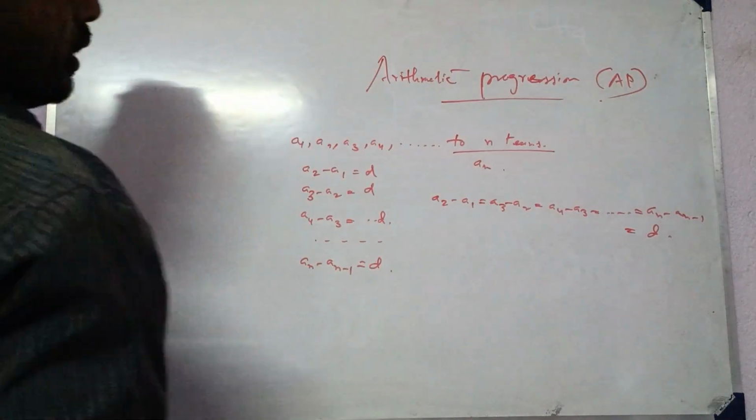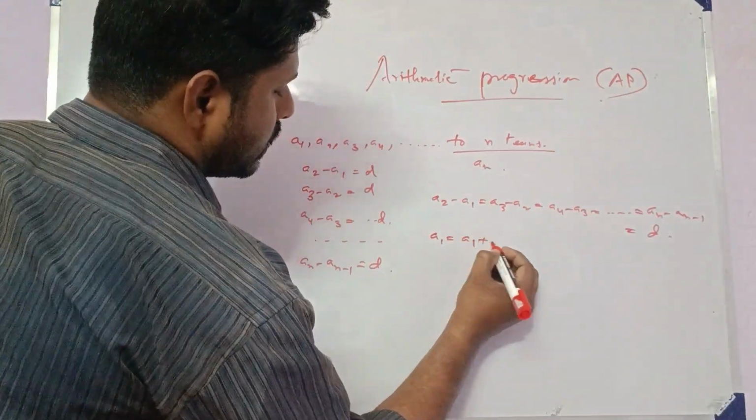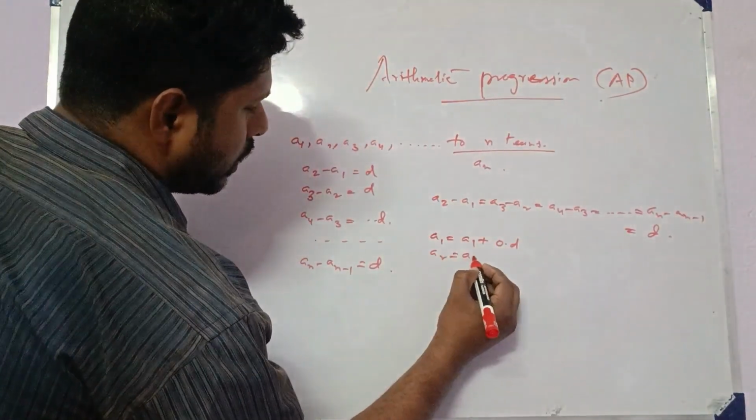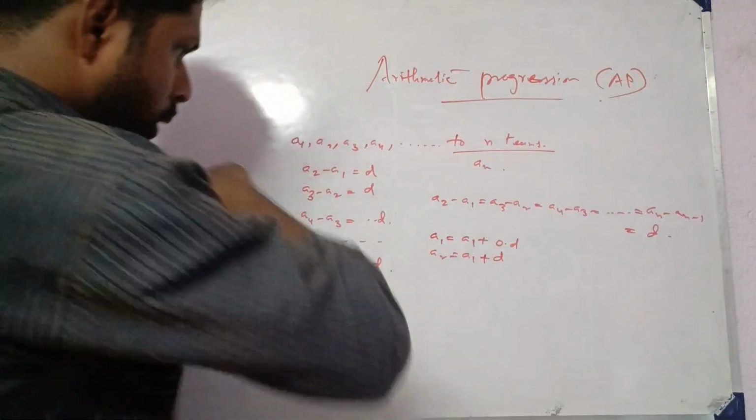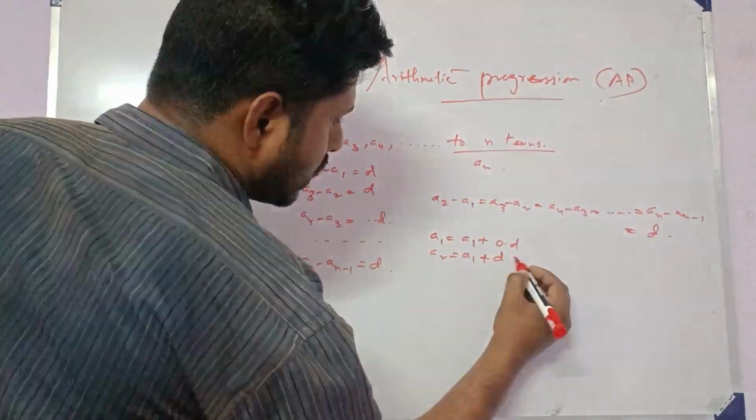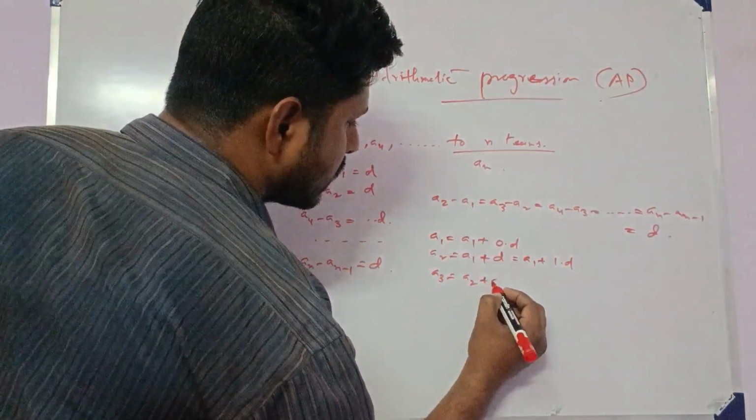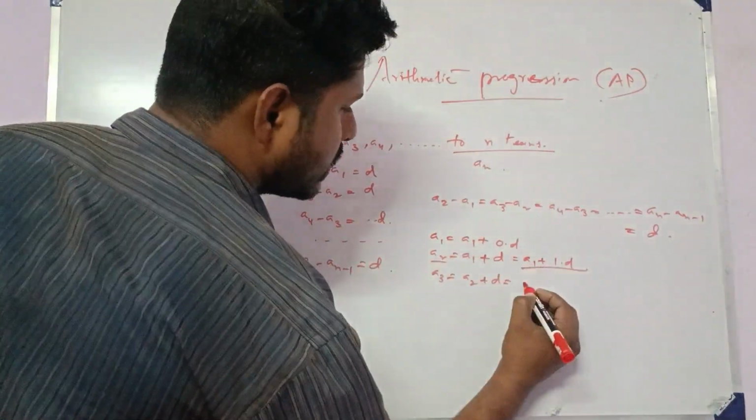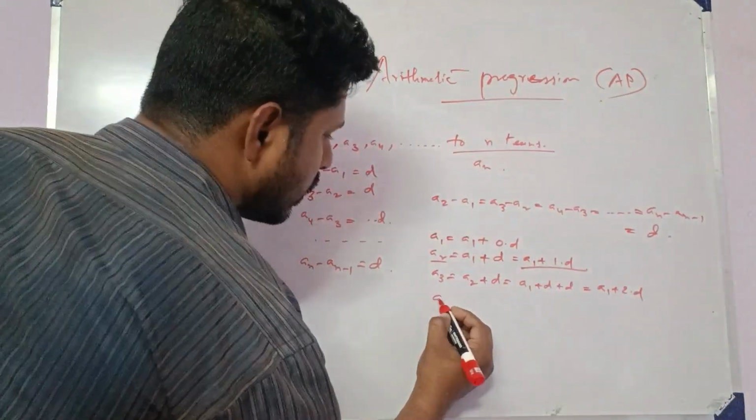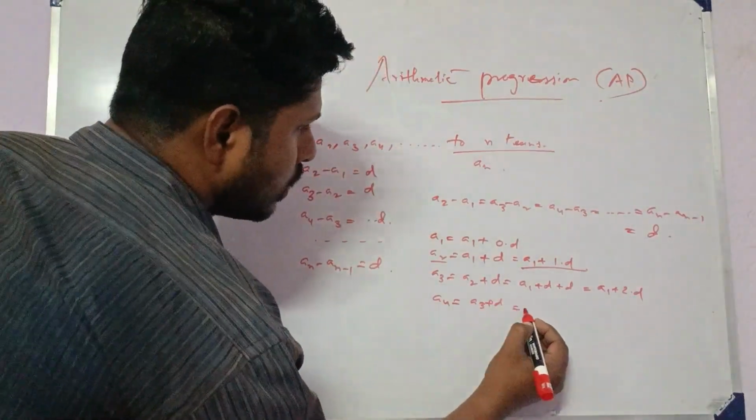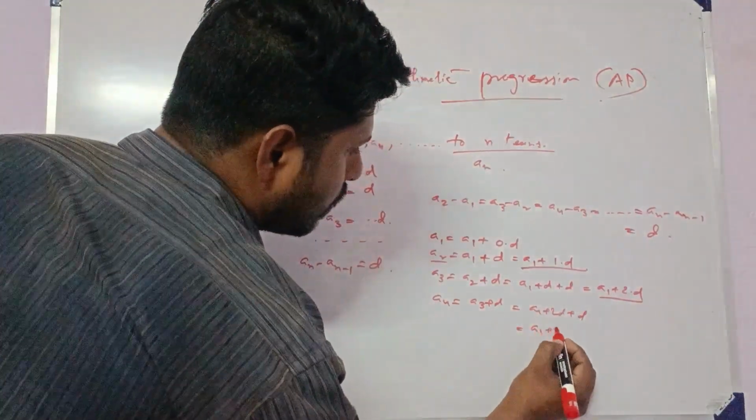These things happen in an AP, so we can say A1 equals A1 plus 0 into D. A2 equals A1 plus D, that is A1 plus 1 into D. A3 equals A2 plus D. Now A2 is A1 plus D, so A1 plus D plus D, that is A1 plus 2 into D. A4 equals A3 plus D, where A3 is A1 plus 2D. So A1 plus 2D plus D, that is A1 plus 3D.